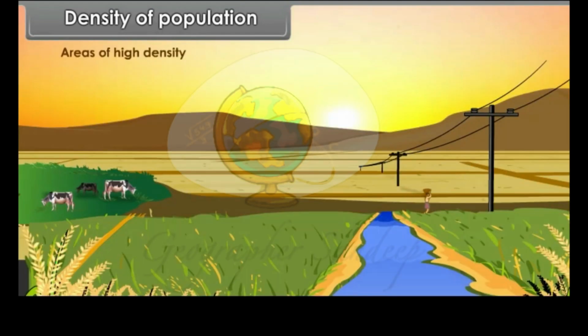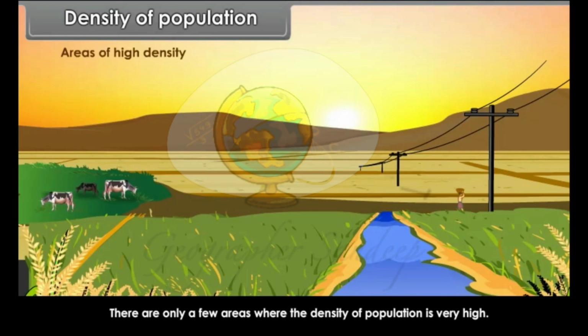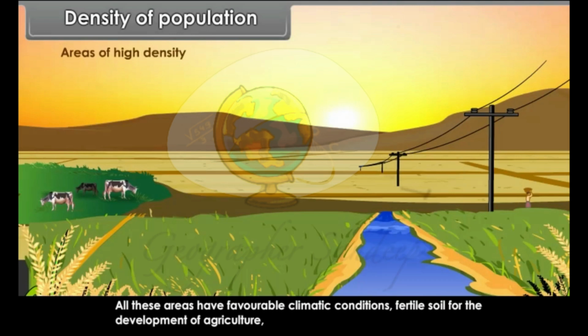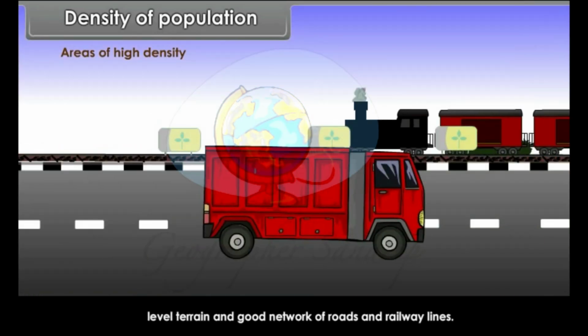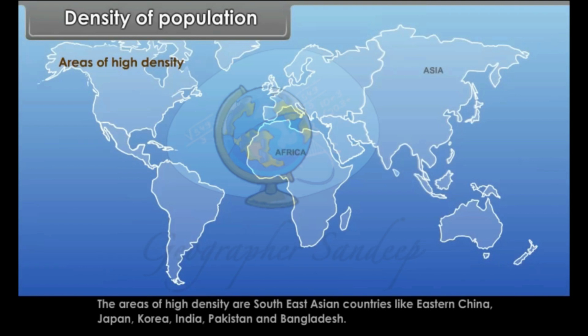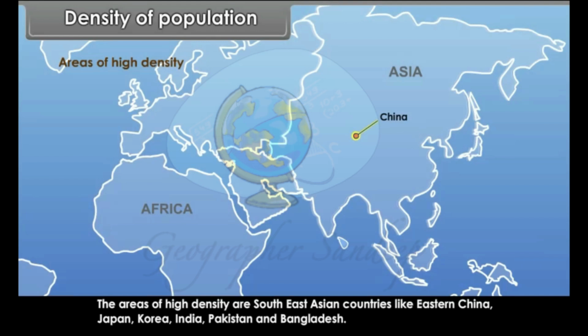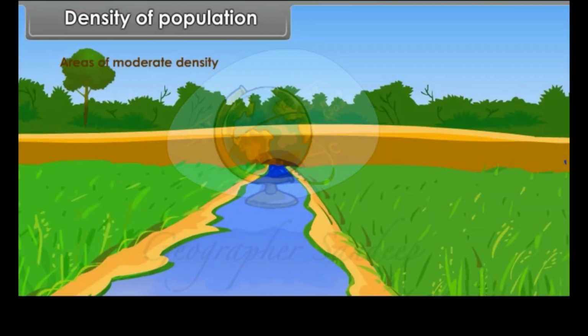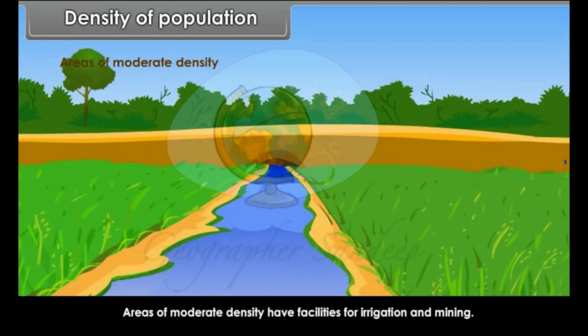Areas of high density. There are only a few areas where the density of population is very high. All these areas have favorable climatic conditions, fertile soil for the development of agriculture, level terrain, and good network of roads and railway lines. The areas of high density are Southeast Asian countries like Eastern China, Japan, Korea, India, Pakistan and Bangladesh. Areas of moderate density. Areas of moderate densities have facilities for irrigation and mining.